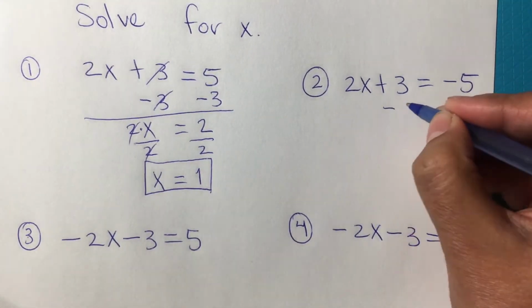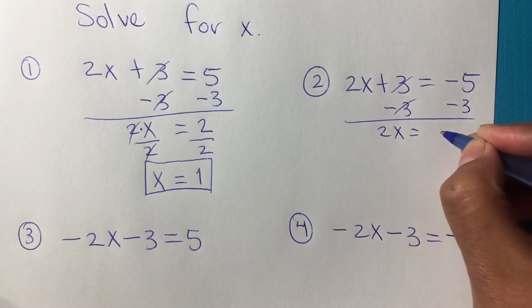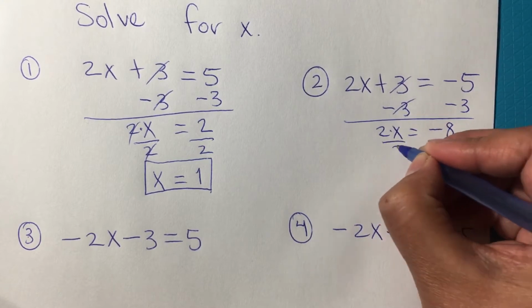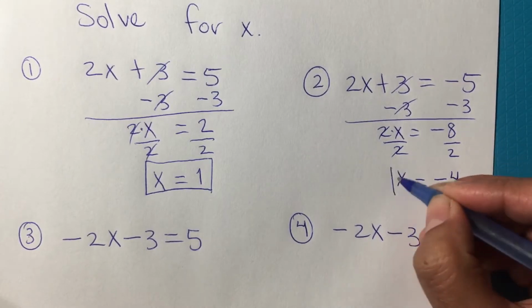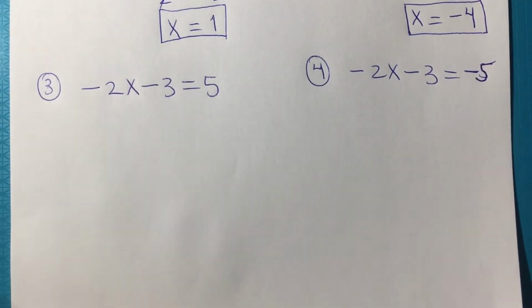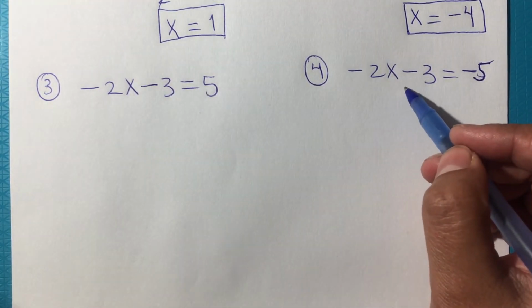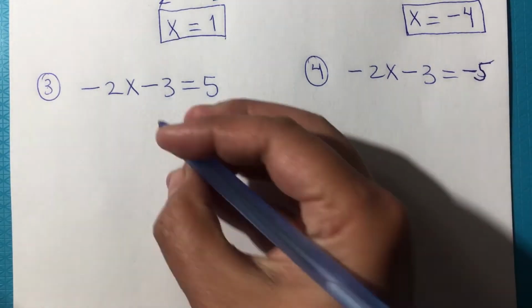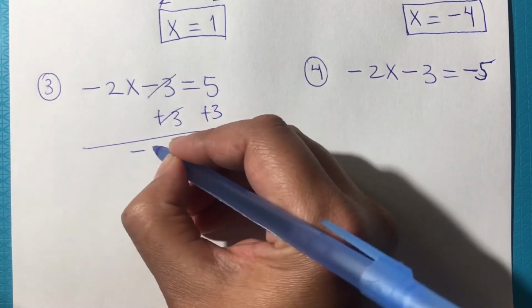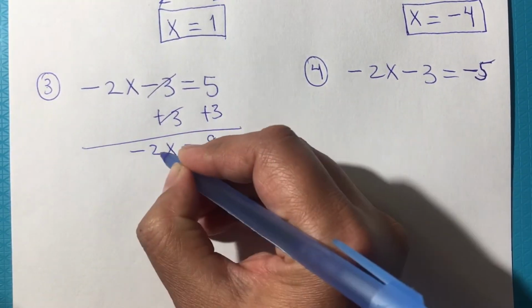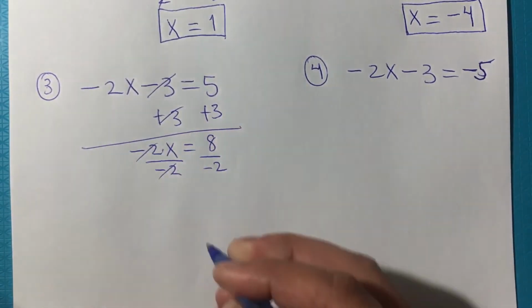On this side, we subtract 3 from both sides. We get 2x equals -8. If we're multiplying, the opposite is to divide, and x equals -4. For the next two, we have -2x minus 3 equals 5 and -2x minus 3 equals -5. So we add 3 to both sides. -2x equals 8. And we divide.